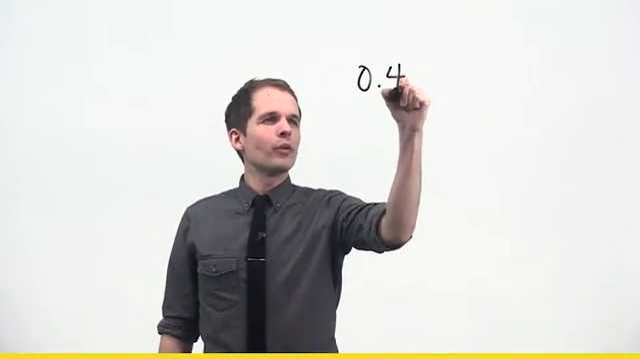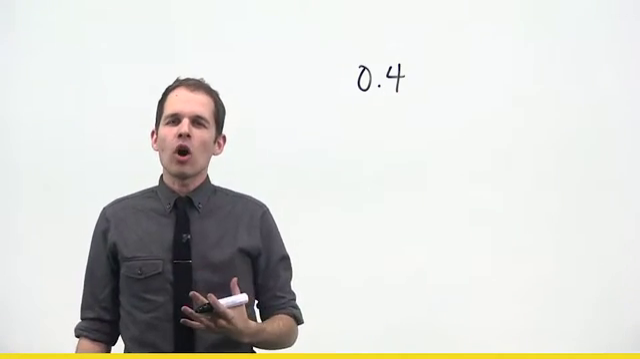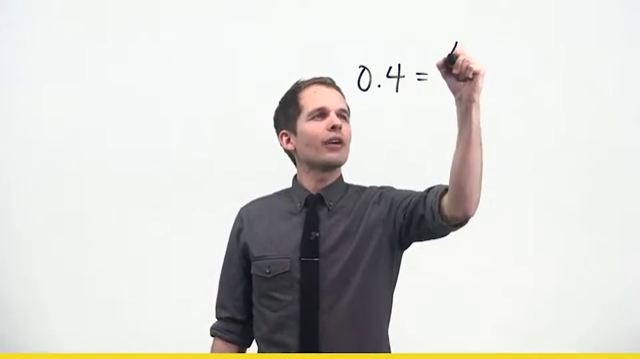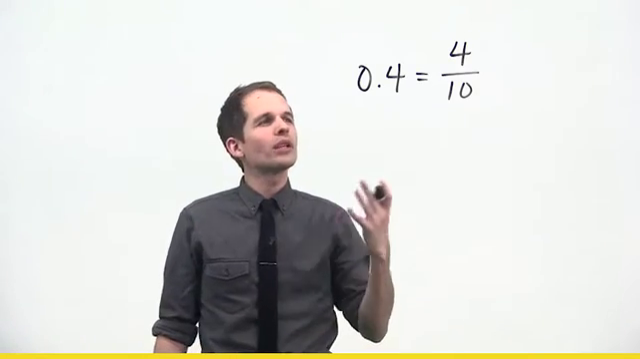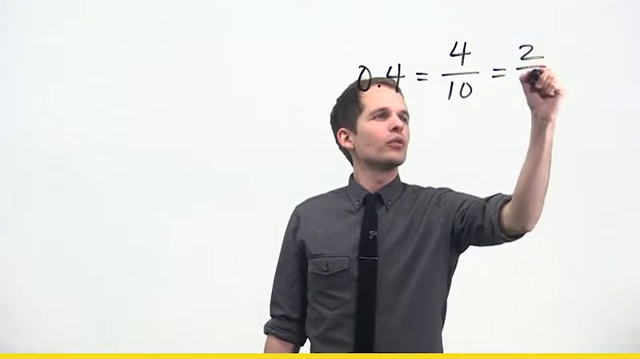Let's take a look at that last example we did, 0.4. What I want to do is go to the final digit place, this 4, and say, well, what do we call this? We call it tenths. And that means that what I'm really dealing with is a fraction of 4 over 10. And from here, I can reduce this. I can say, well, what divides evenly into 4 and 10? And that will reduce down to 2/5.